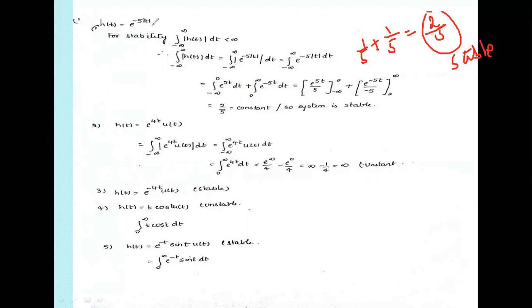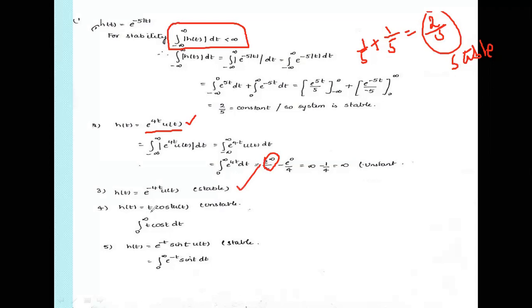Given h of t equal to e power 4t, the system is stable or not, you can find. Use this formula to find the stability: the integral of h of t dt is less than infinity. The same function, e power 4t into mu of t. Mu of t means we change the limits to 0 to infinity of e power 4t. Upper limit is infinity, that becomes 0. Lower limit is 0, giving 1 minus 1 by 4, a constant value. Definitely this is also a stable system only.